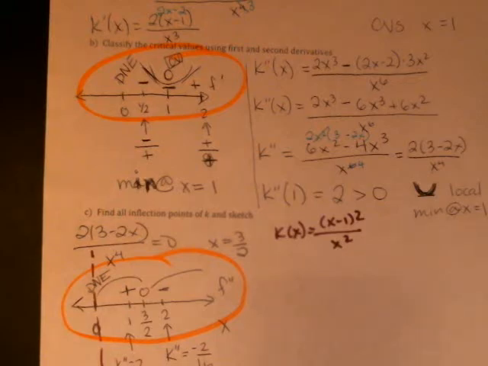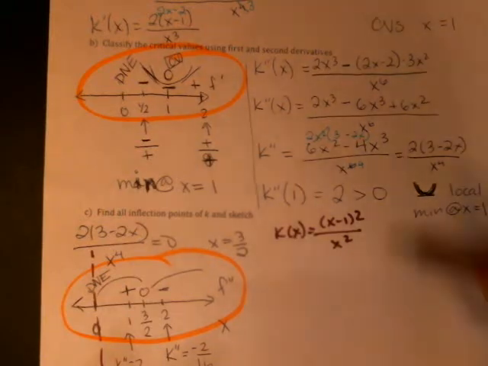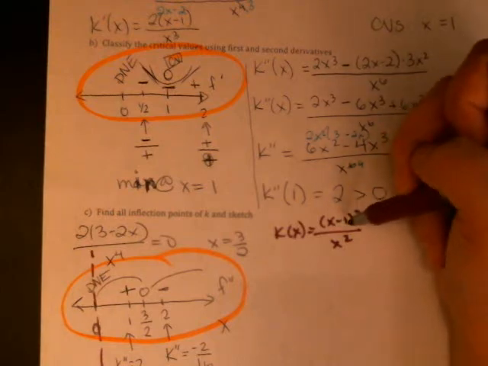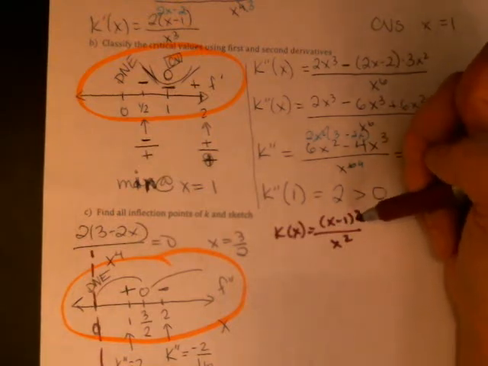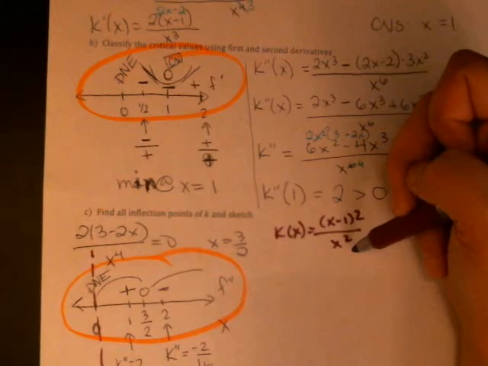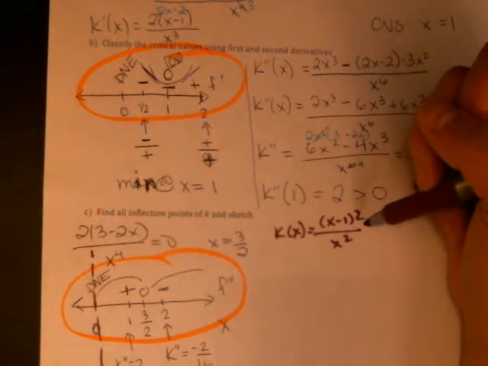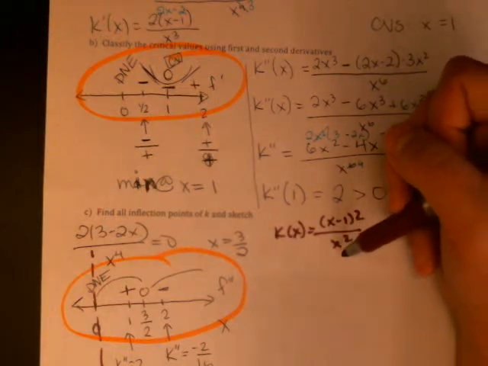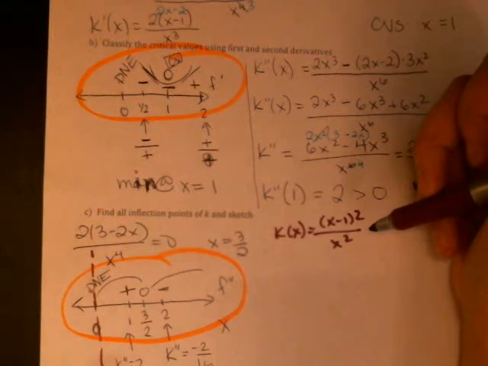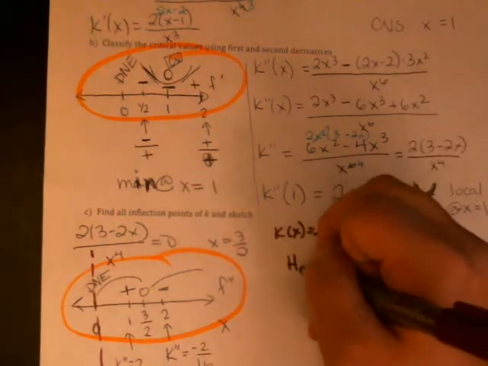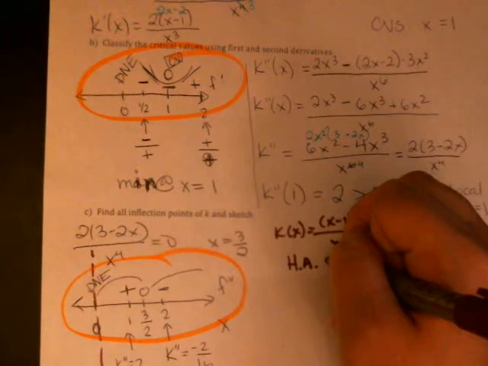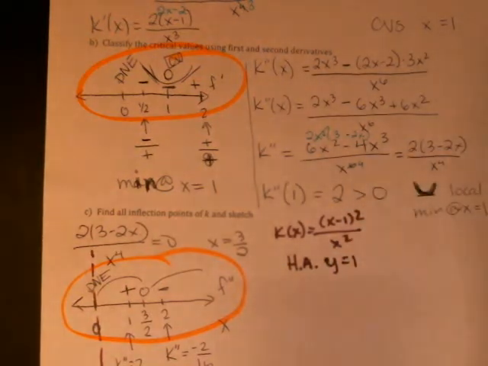So if x is a really big positive number, say it's like 1,000,000, I have 1,000,000 minus 1 squared, which is awfully close to 1,000,000 squared, divided by 1,000,000 squared. And the same thing happens when I plug in negative 1,000,000. I have negative 1,000,001 squared over negative 1,000,000 squared, which is really close to 1. So it looks to me like I have a horizontal asymptote at y equals 1. And then, okay, so that was original function stuff.